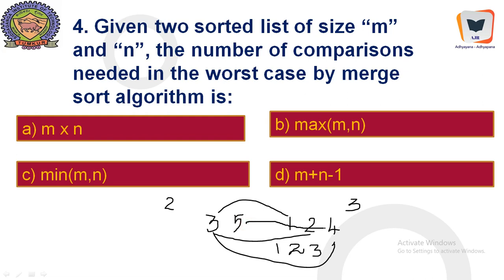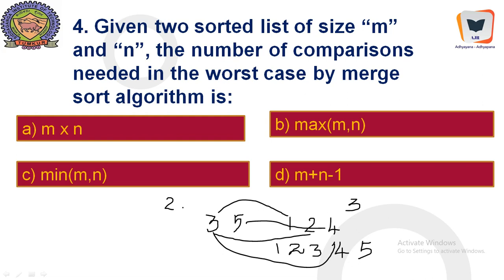5 and 4 will be compared, and 4 will come over here, and we will be left with 5. 5 will be placed somewhere over here, after the 4. Therefore, by that time 4 comparisons would have taken place. Therefore, it should be m plus n minus 1.